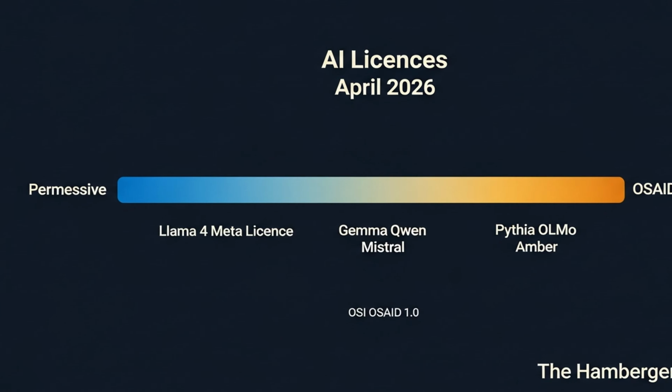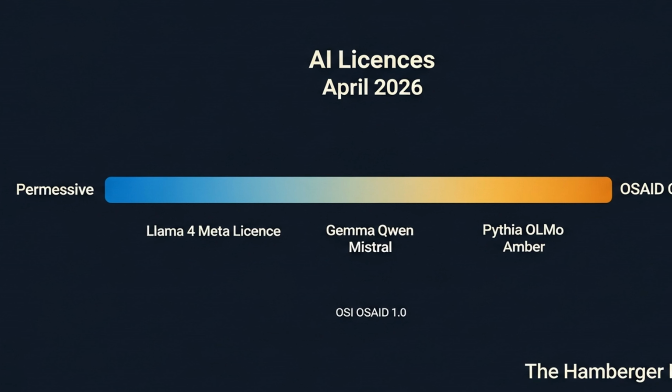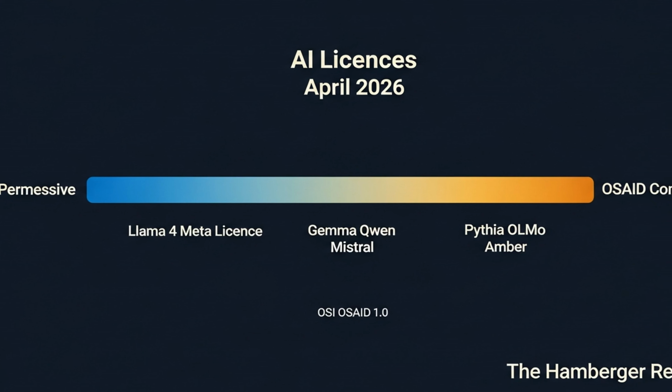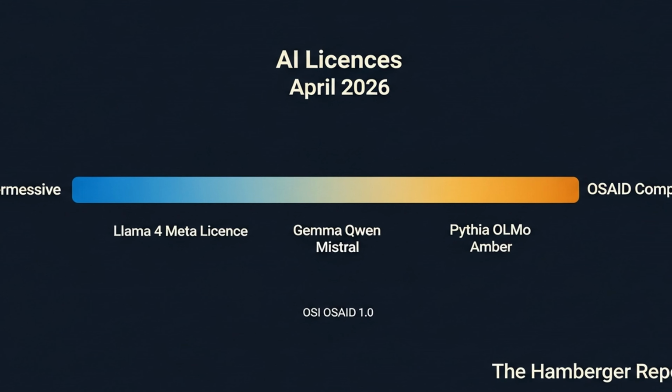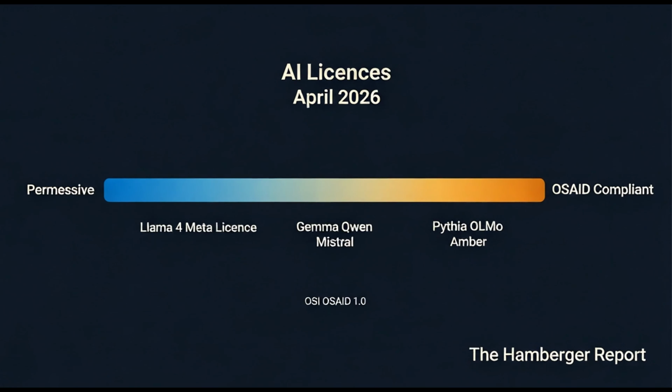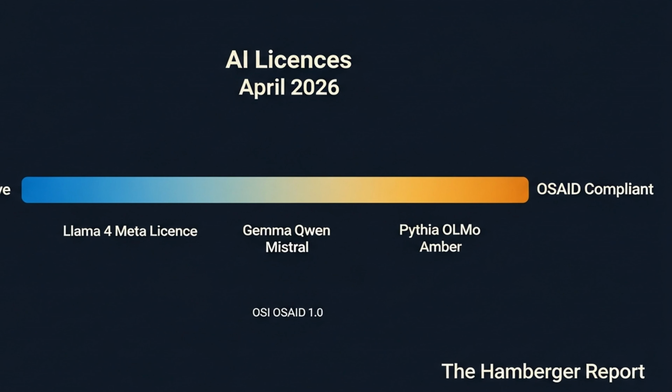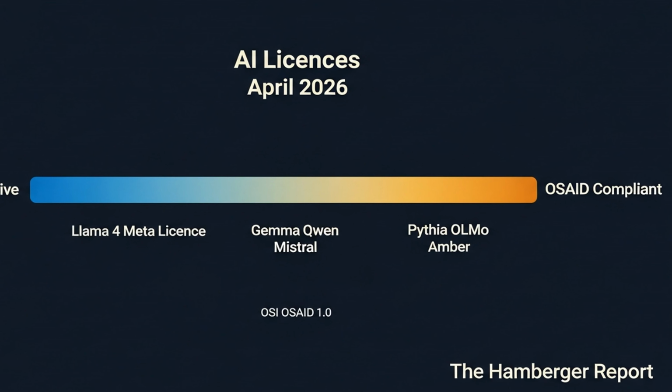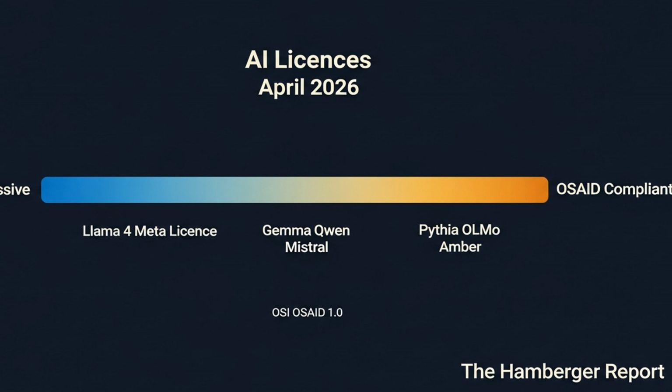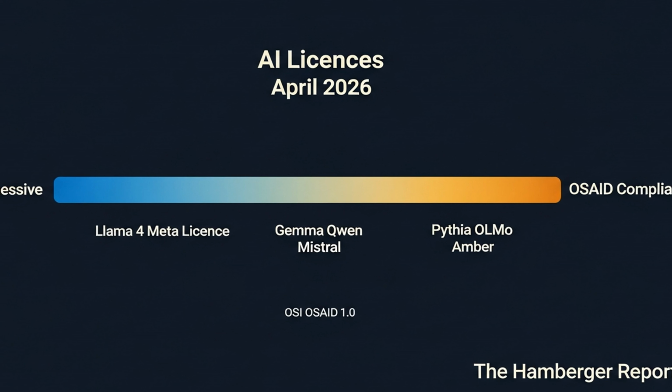The Open Source Initiative released OSAID 1.0 in October 2024, the AI equivalent of the GPL, a definition of what open source actually requires for AI models, covering training data provenance, complete source code under an approved license, and model weights under approved terms. By that standard, only around 5 models currently qualify: Pythia, OLMo, Amber, Crystal Coder, T5. Every major commercial open-weight model, including Llama 4, Mistral, and Qwen, fails on at least one element.